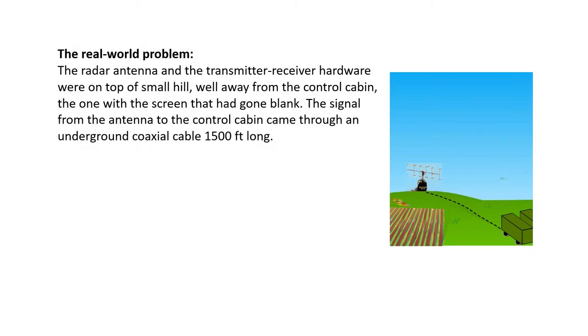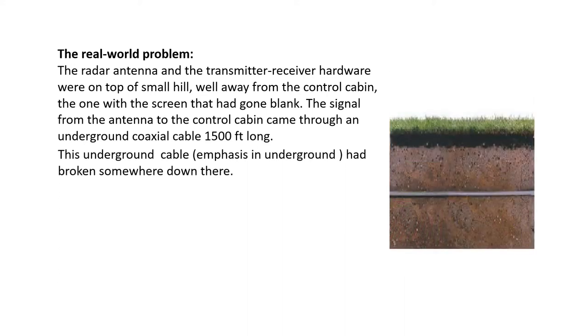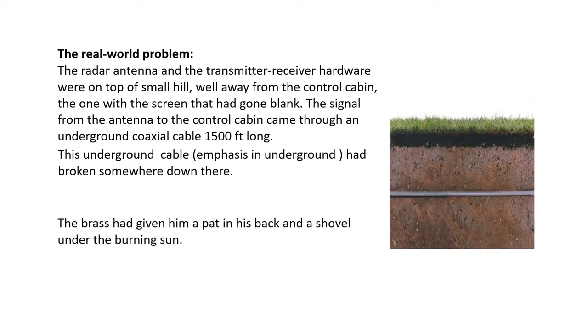The real world problem. The radar antenna and the transmitter receiver hardware were on top of the small hill, well away from the control cabin, you know, the one with the screen that had gone blank. The signal from the antenna to the control cabin came through an underground coaxial cable 1500 feet long. This underground cable, emphasis on underground, had broken somewhere down there.